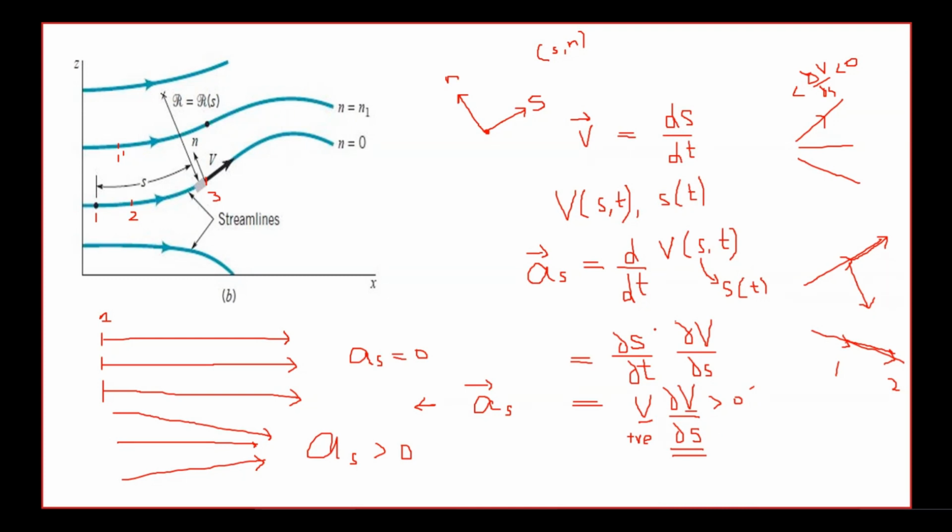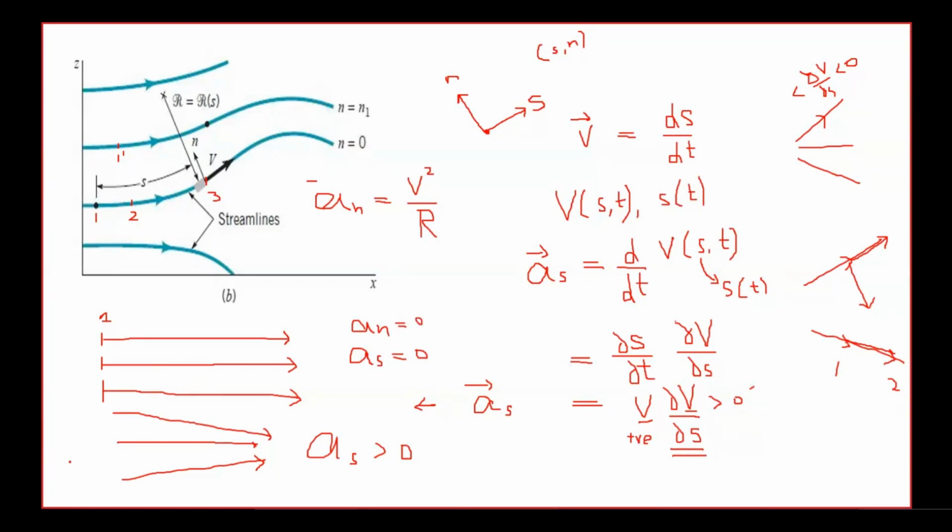For acceleration, you should have also studied another component in dynamics. That component was normal to the streamline, right? AN. And you would have written it as equal to what? V square by R. V square is the magnitude of the velocity and R is the radius of curvature of the path. So for the straight path, the radius of curvature is infinity. So normal acceleration would be 0. So in this case, AN would be 0, right?